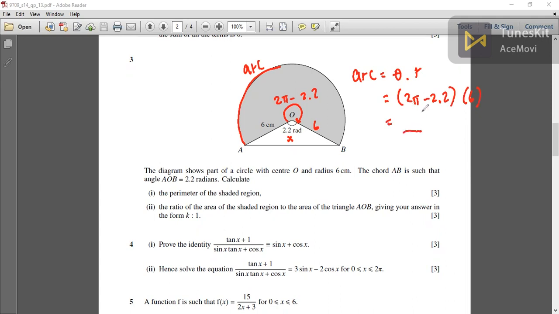How much? 2 pi minus 2.2 is about 4.1. So the perimeter will be 6 plus 6, the radius, plus 4.1. So we shall get about 10.1 around it.